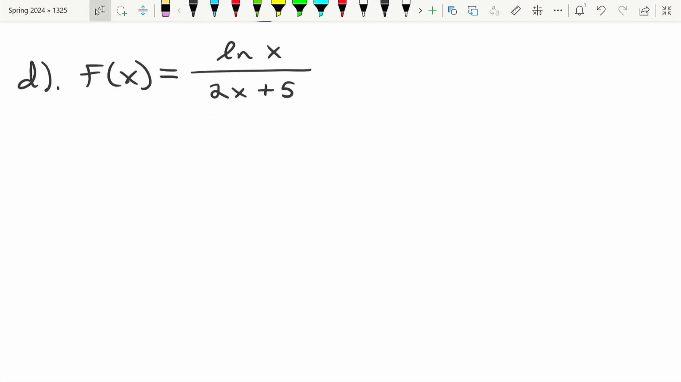So here our function looks like f of x equals ln x over 2x plus 5. Find the derivative f prime of x. So we've got high over low.